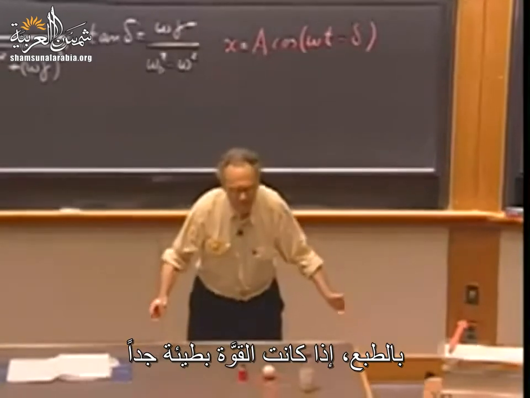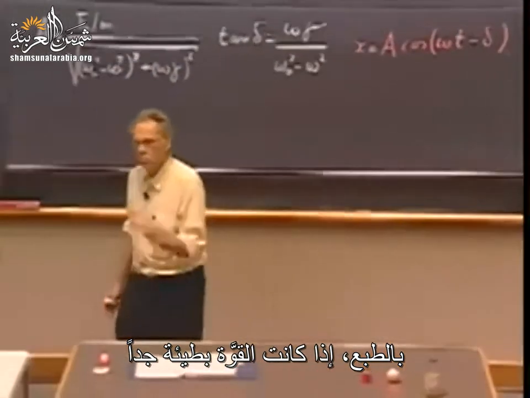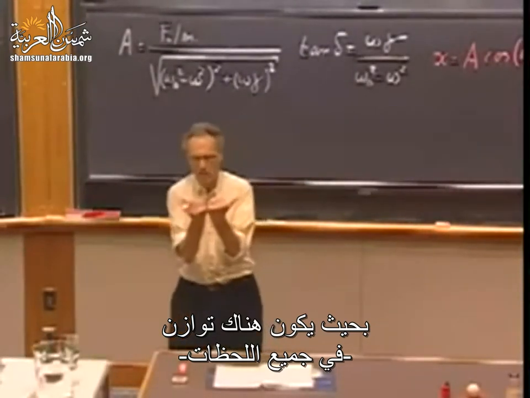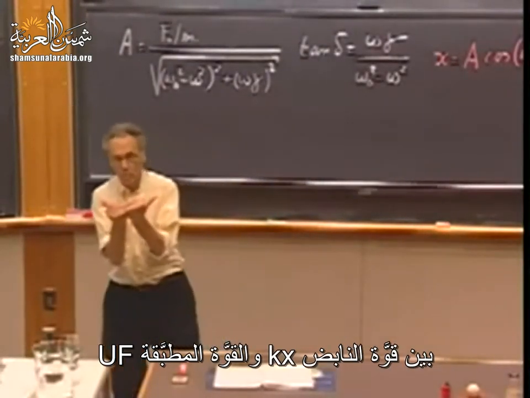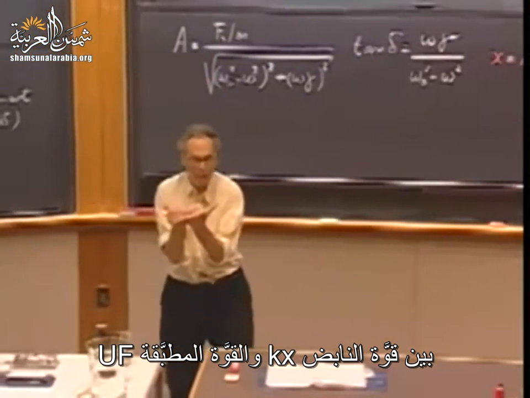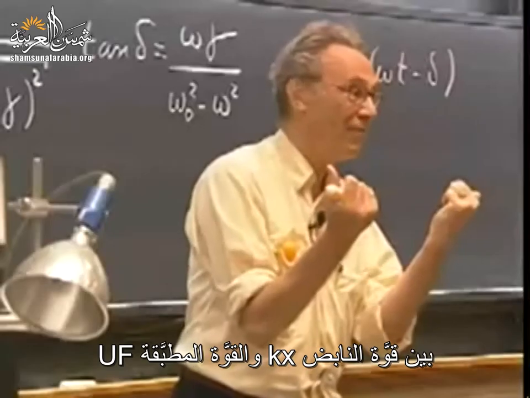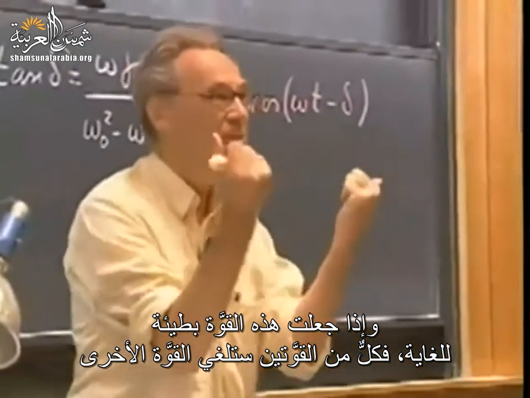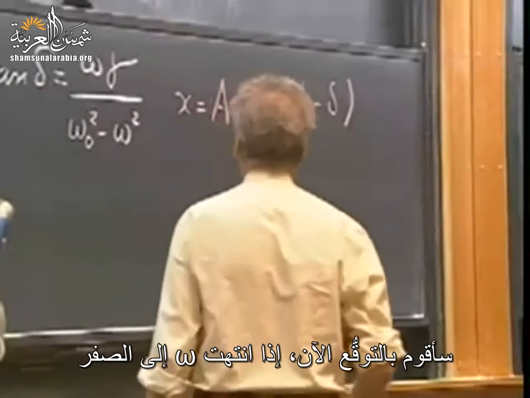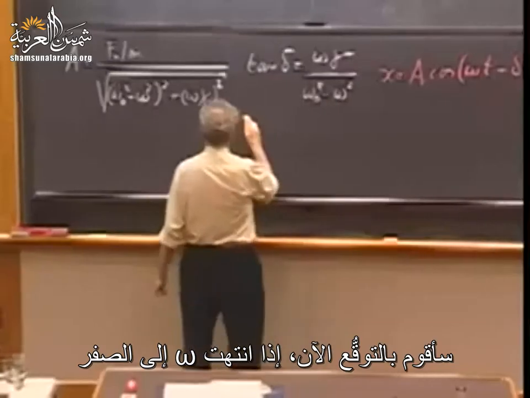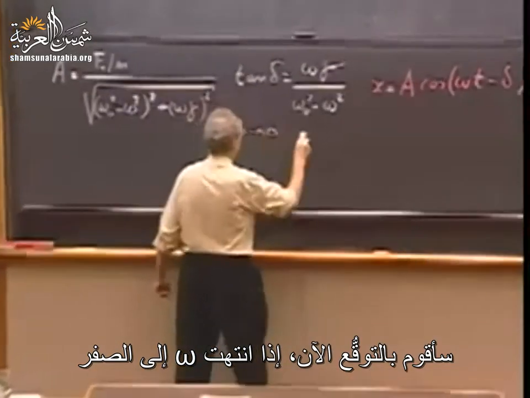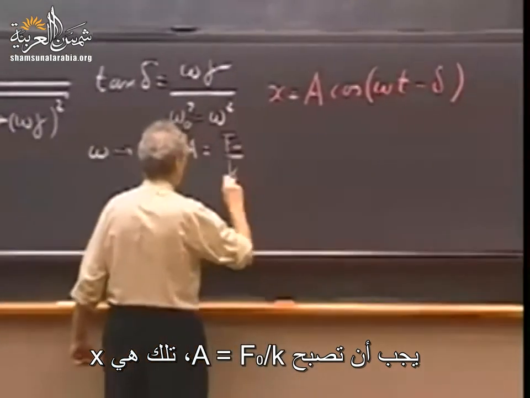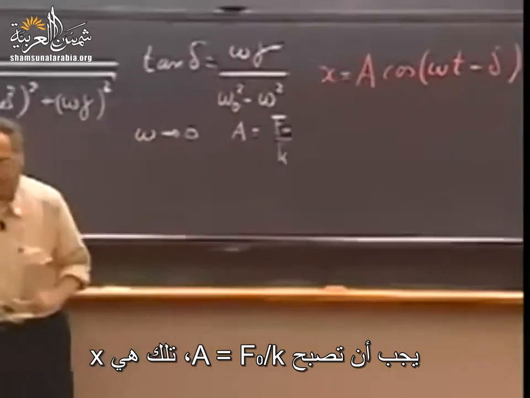Of course. If that force goes so slowly, then at all moments in time, there must be equilibrium between the spring force, which is, of course, kx, and the force that you apply, which is your F. And so, if you do it extremely slowly, the two must always cancel each other. And so I make the prediction now that when omega goes to 0, that A should become F0 divided by k. That is that x.